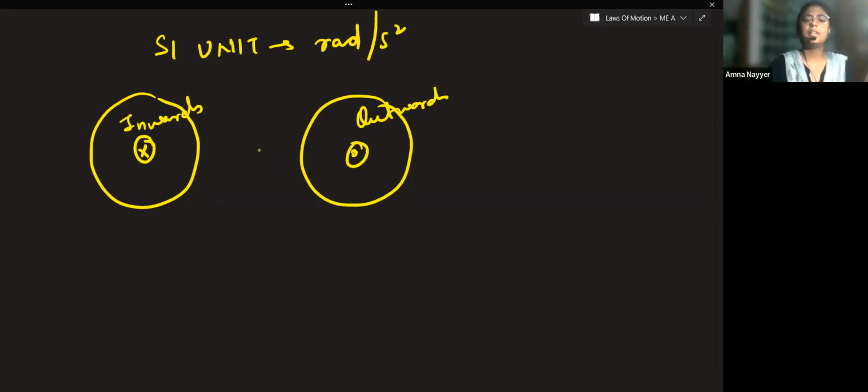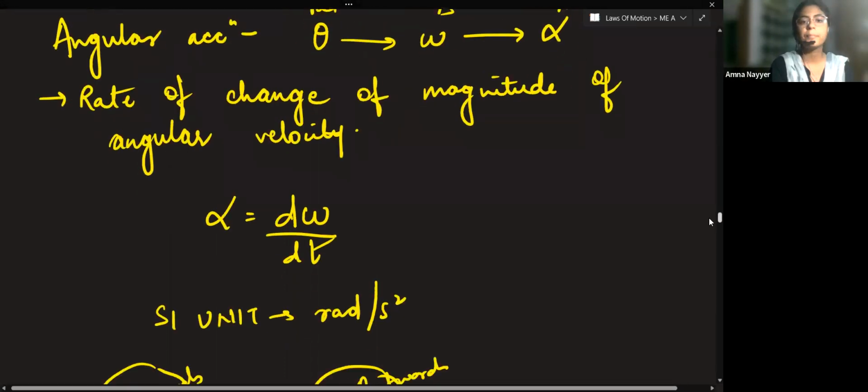So all these three accelerations are there. Now let's do at least two to three numericals. Let's do them on uniform circular motion, so that this topic will be clearer.